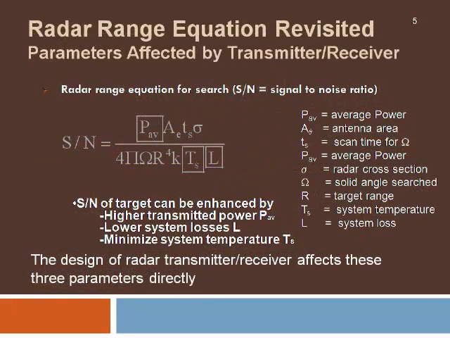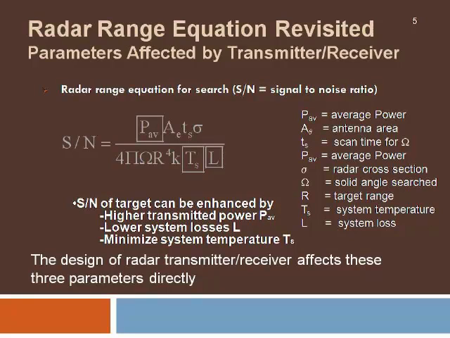Then let us see how the radar transmitter will be designed. The design will be based on the basic radar equation. As you see in the slide, the radar equation can be given in terms of the signal to noise ratio as shown, where the different parameters are explained on the right side.